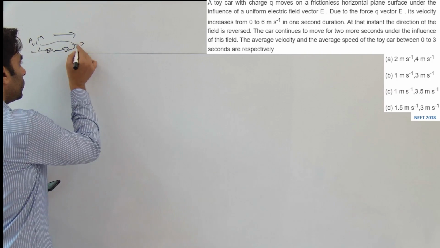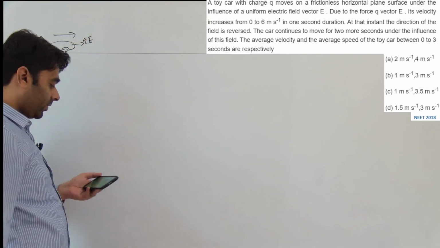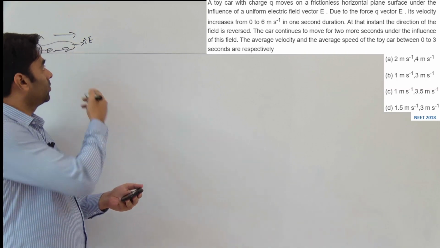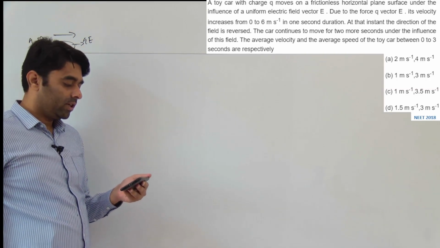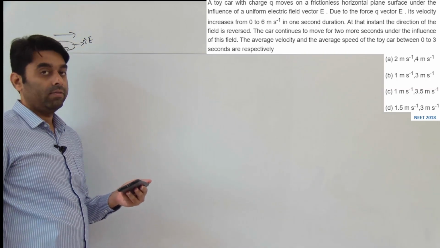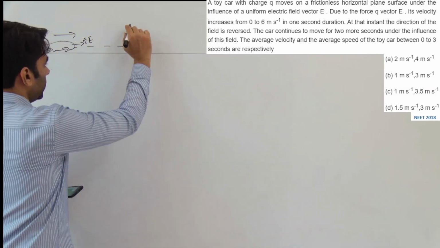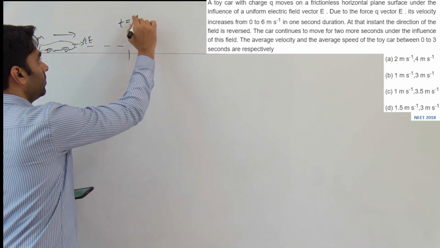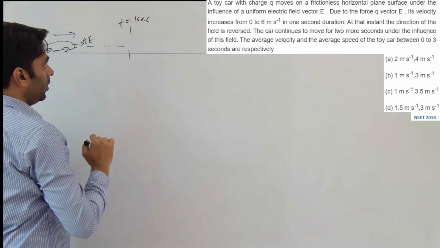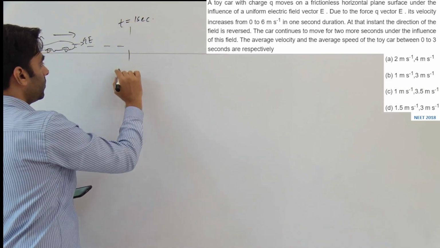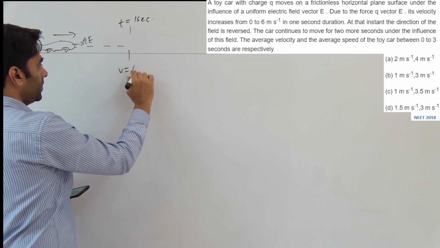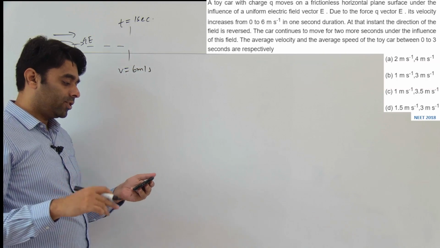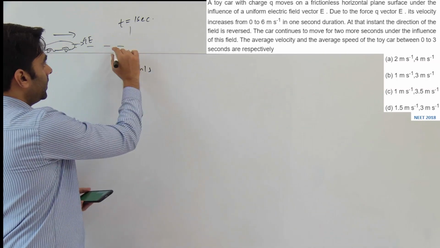How much will be the force? It is QE, and what it says is, due to the force qE, its velocity increases from 0 to 6 meter per second in 1 second. So at t equals 1 second, the car gets a speed of 6 meter per second, right? Next it says, at that instant the direction of the field is reversed. Now the direction of the field is reversed over here.